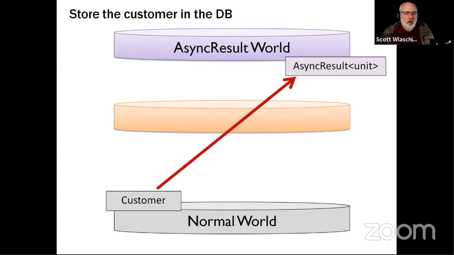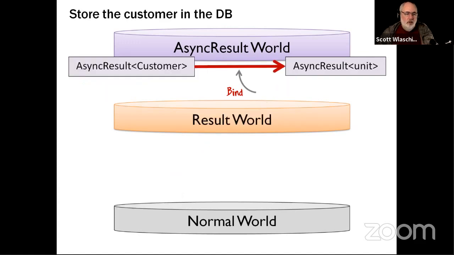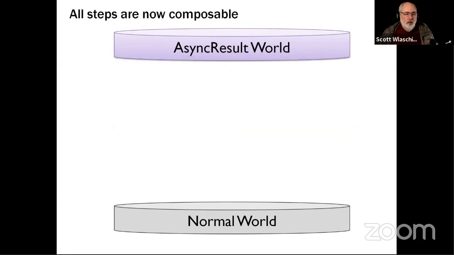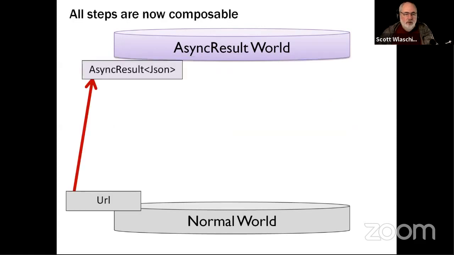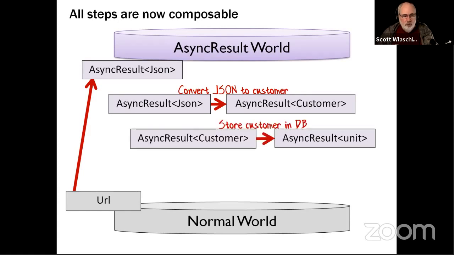And the last one, where we're storing the customer in the database, that's a world-crossing function. It's a diagonal function. But if we use bind, we can make it go horizontal. We can go from there to there using bind. So now that's pretty much everything. The first one goes up to there. The second one is also in purple world, in async result. And the last one, we also converted into the purple world.